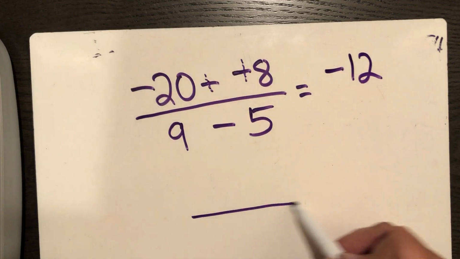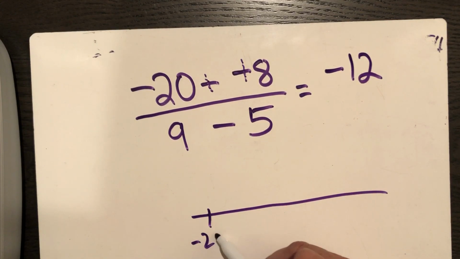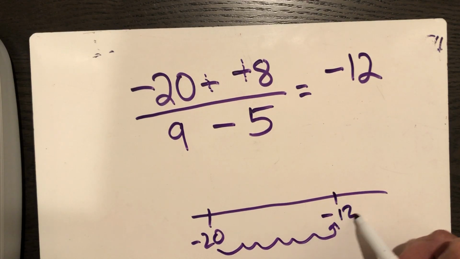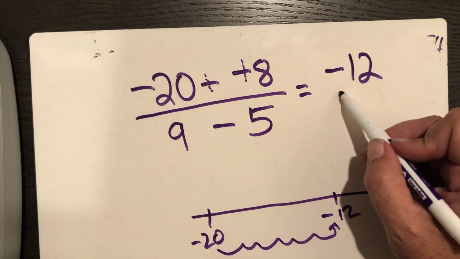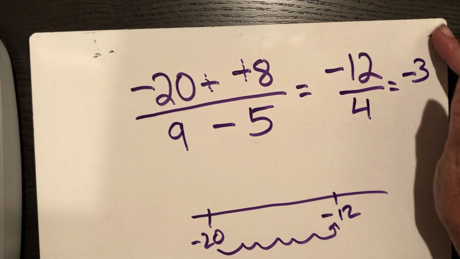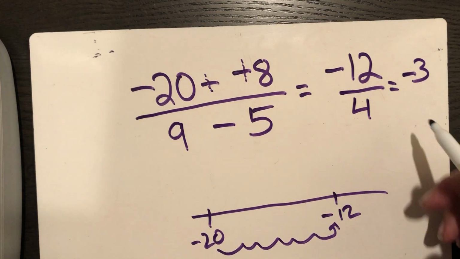Or if you're using a number line, if you're at negative 20 and you have to move forward 8, you're going to end up at negative 12. And then 9 minus 5 is 4. We simplify, and we get negative 3, or negative 3 over 1.